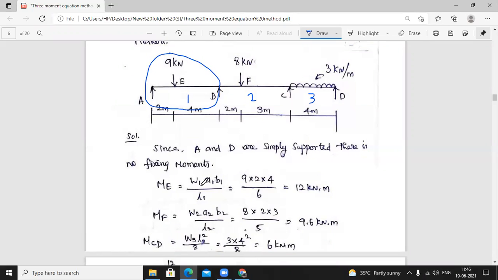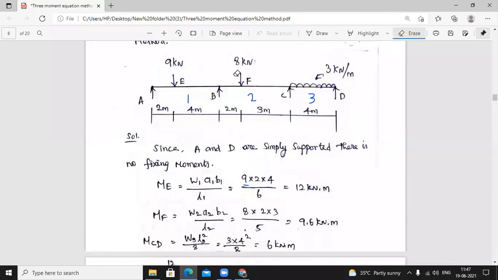So what is the formula? WAB by L. This is the general formula. Now what is W? 9 kilonewton. You can see W is 9 kilonewton, and a is 2 meter, and b is 4 meter, divided by L. L is nothing but 6 meter. So this is the bending moment diagram for the first span.